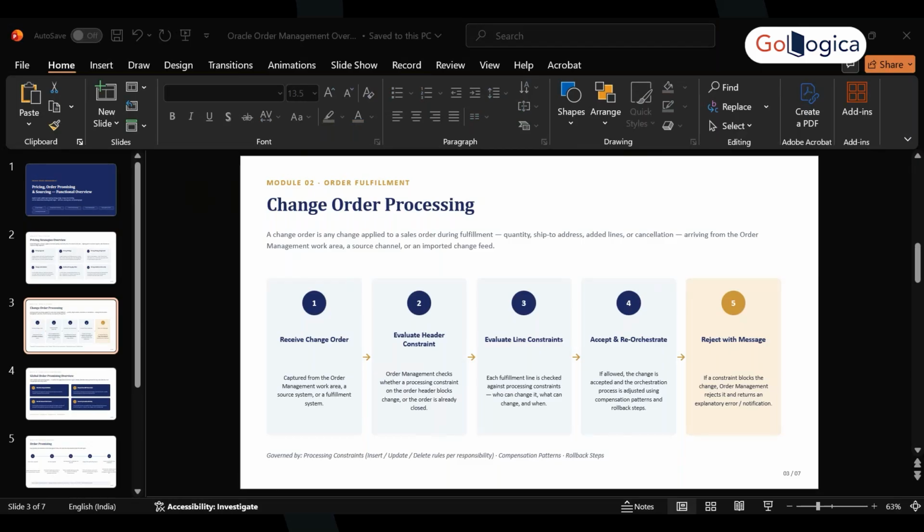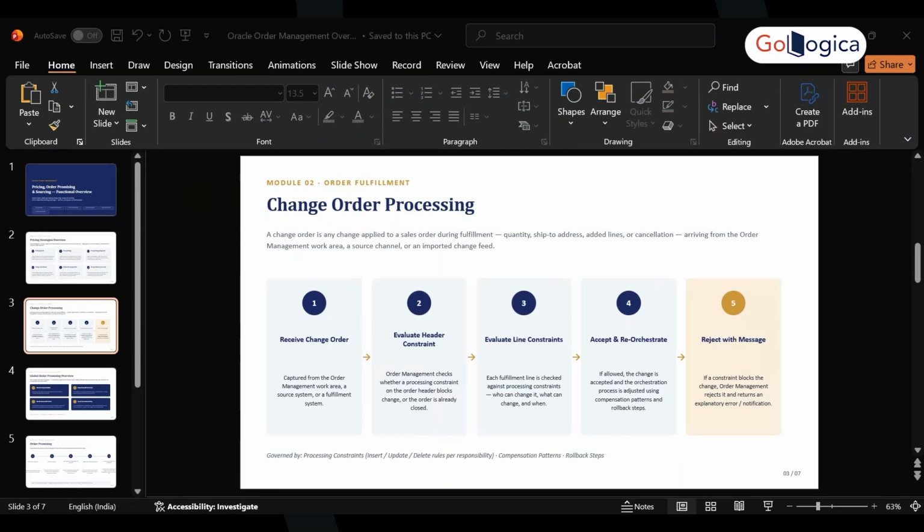Apart from manual updates, changes may also come from external source systems, e-commerce applications, CRM applications, integration interfaces, or fulfillment systems. And regardless of the source, Oracle captures the requested modification and starts the validation process. And at this stage, Oracle only receives the request. It has not yet decided whether the change is valid or not.